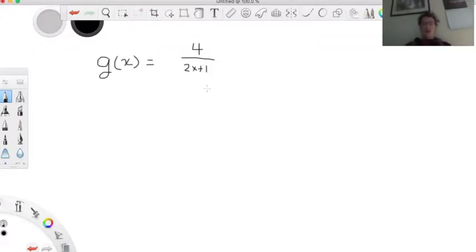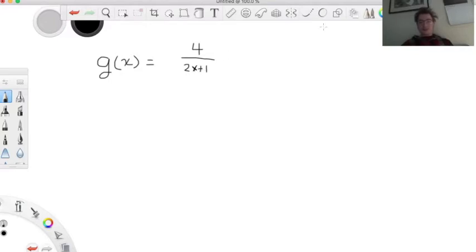All right, and so just as a quick review, a rational function is a function that is a ratio. So it's one number divided by another. And the variable, the independent variable, so x, is going to be in the denominator. And that's what makes this a rational function. Okay, so how do we go about finding the domain of this function?